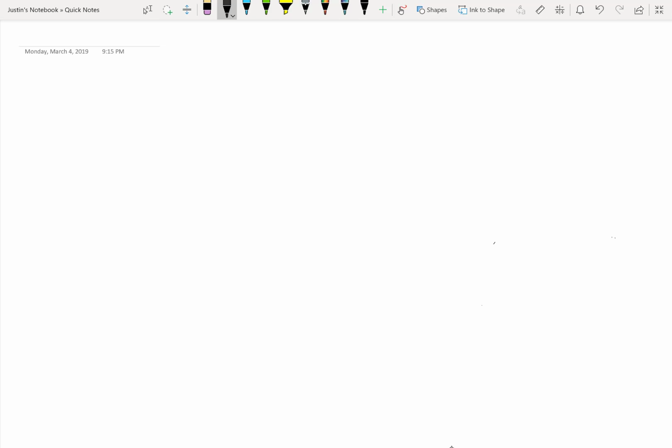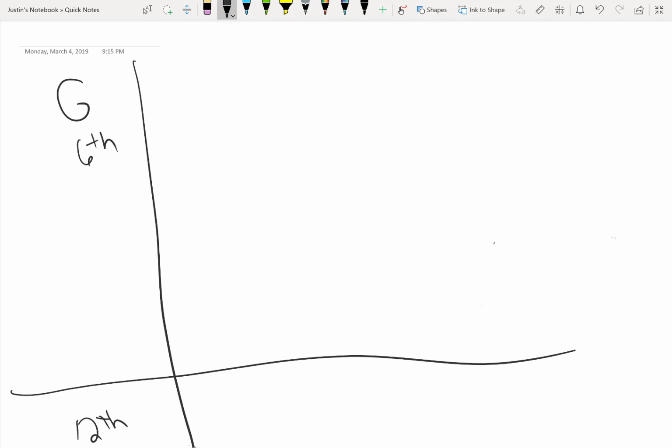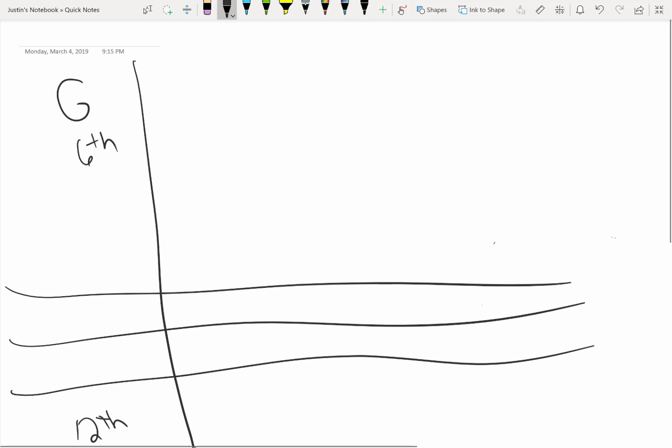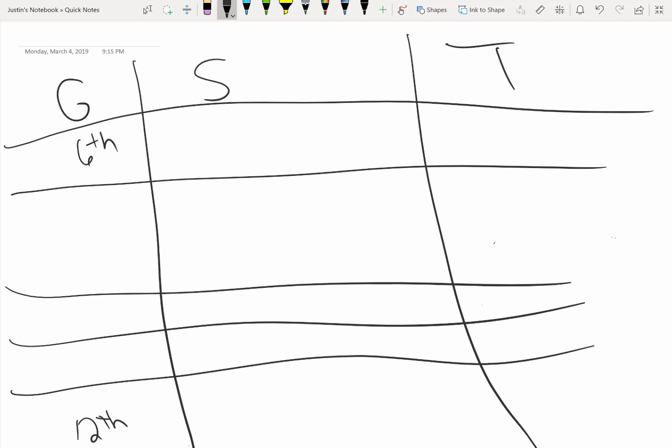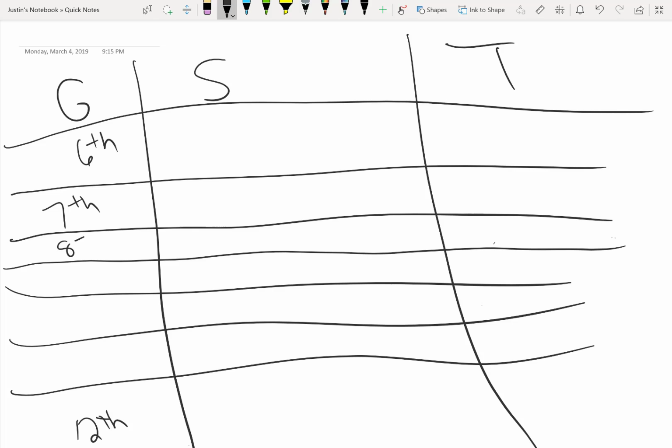Okay, it says the grade in the first box. I'm just going to put a G there, and it starts from 6th and goes all the way to 12th. You have lots of lines to go all the way through them. And then you have this one, Sue Ellen's. I'm just going to put S for Sue Ellen's, and you'll have Tara's. All right. So this is 7th. 8th. 9th. 10th. 11th. And then 12th.